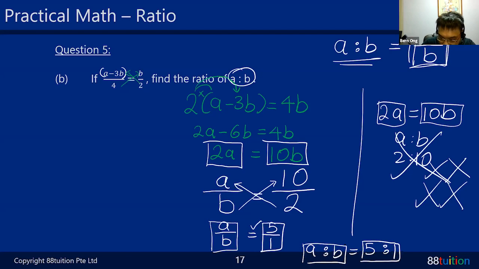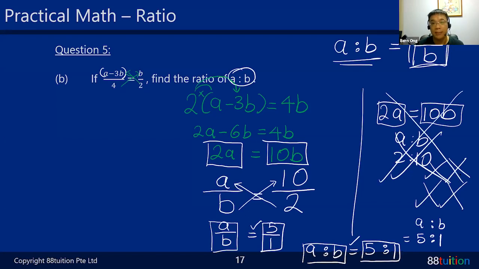The equal in the center. So the answer is actually what? The answer A is to B is actually equal to 5 is to 1, and not 2 is to 10 or 1 is to 5. Can you see it now? Be careful. This is totally wrong. Many people will make mistakes down here also. Be careful. Okay, moving on.